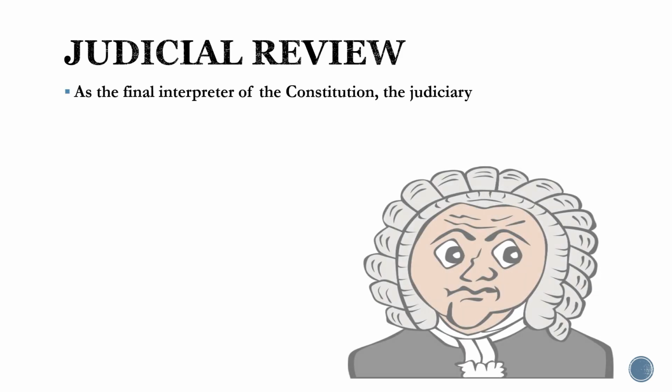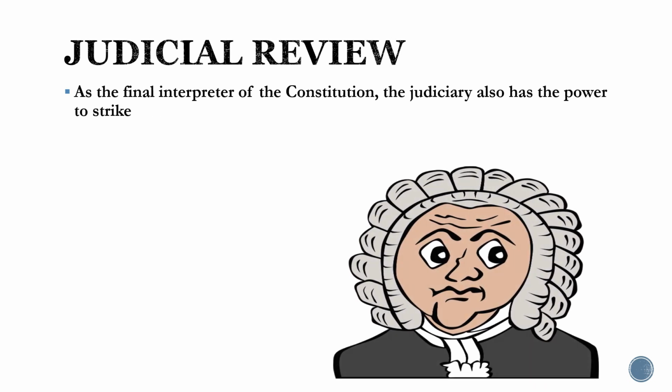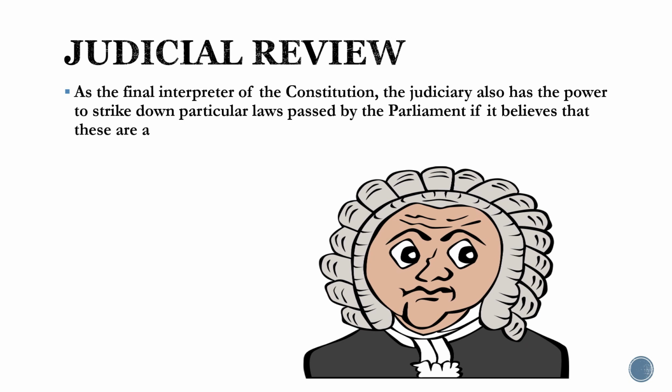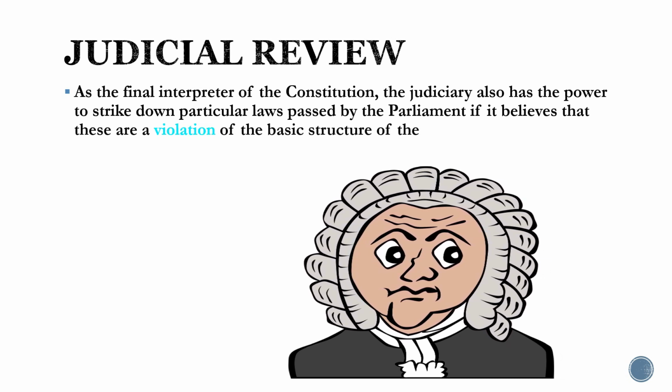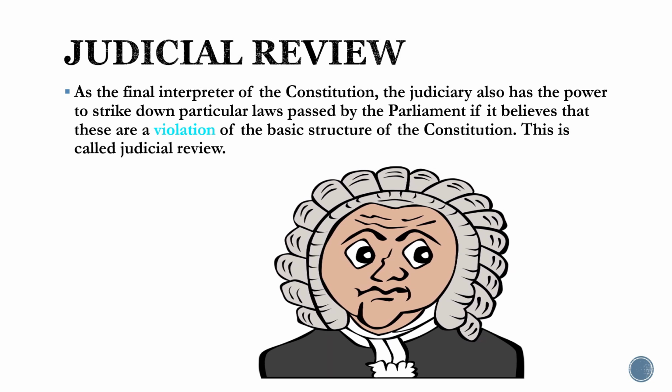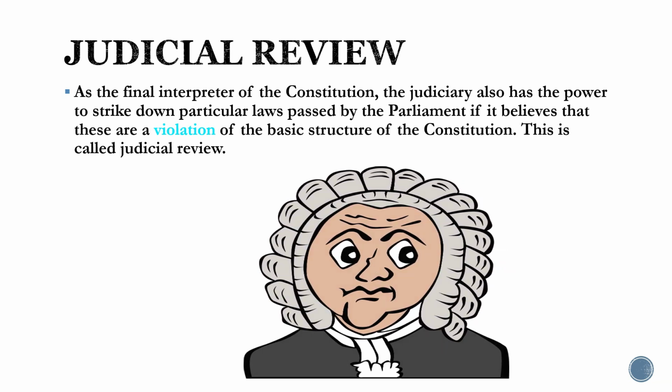Number 2. Judicial review. As the final interpreter of the Constitution, the judiciary also has the power to strike down particular laws passed by the Parliament if it believes that these are a violation of the basic structure of the Constitution. This is called judicial review.